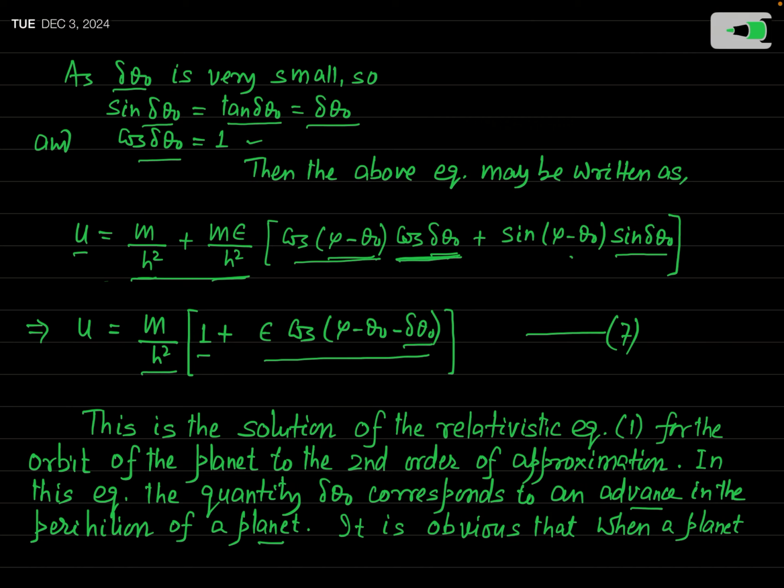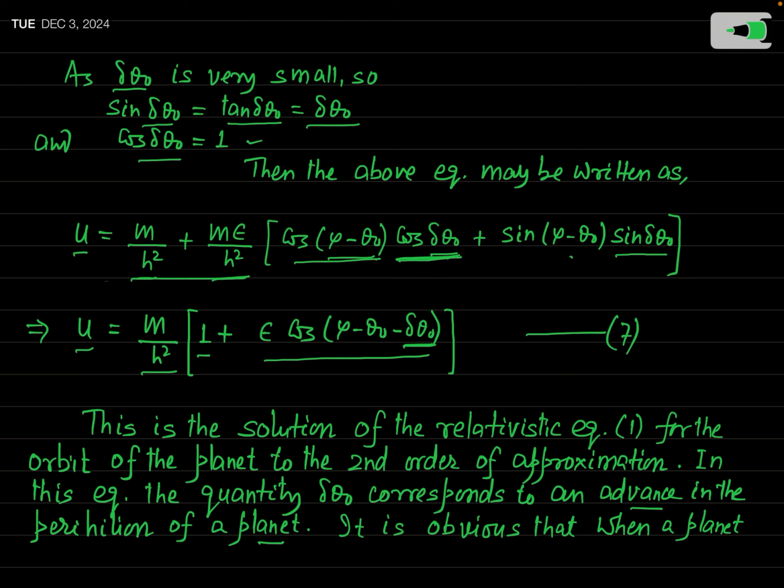Okay, but according to Einstein's theory, you can see that this u, which is 1 over r, actually depends on this delta theta naught, which indicates that when the planet moves closer to the sun, that is at the perihelion position, then there will be some advance in the perihelion and the orbit will not remain a fixed ellipse.